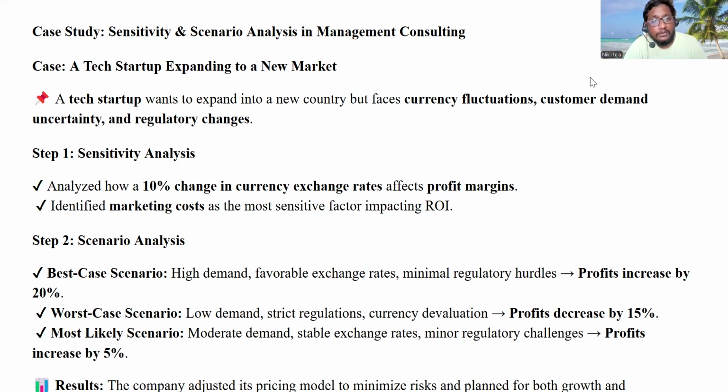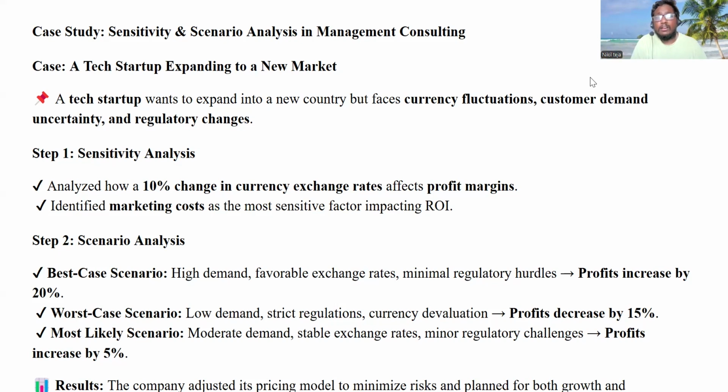So step one, sensitivity analysis. First, we'll be doing sensitivity analysis. Analyze how a 10% change in the currency exchange rates affects the product profit margin. So it is analyzing how management consultants or financial management consultants, subject matter experts, will be analyzing how a 10% change in the currency exchange rates, if you change it by 10%, what will be the effect on profit margin.